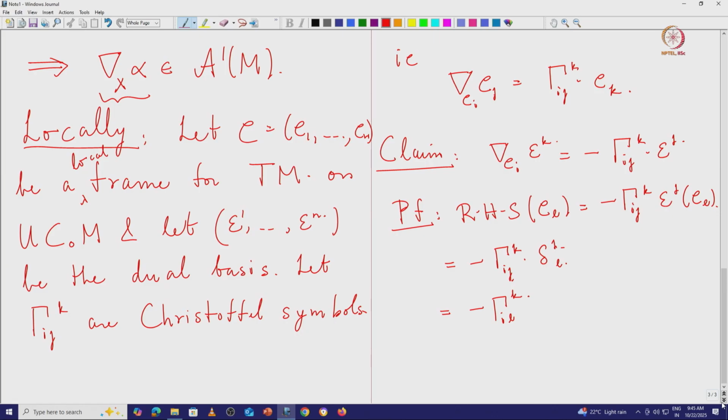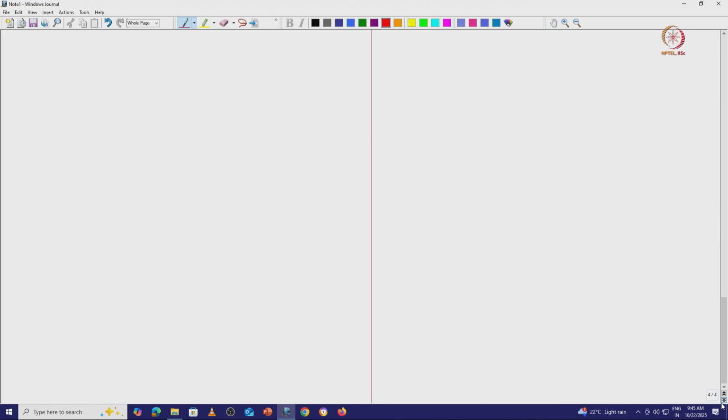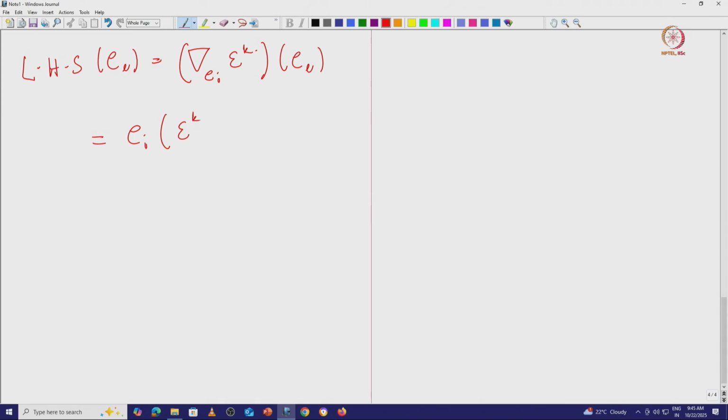Now what is the LHS applied to a basis vector? So LHS applied to a basis vector EL, so that is the derivative of epsilon k in the direction of EI applied to EL, but by my definition that's just EI applied to epsilon k applied to EL, minus epsilon k applied to the derivative of EL with respect to EI. That's just the definition that I have made, right, of covariant derivatives of forms.